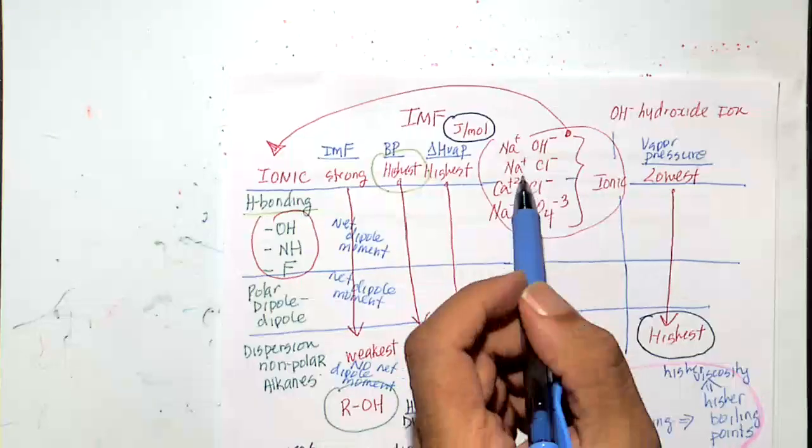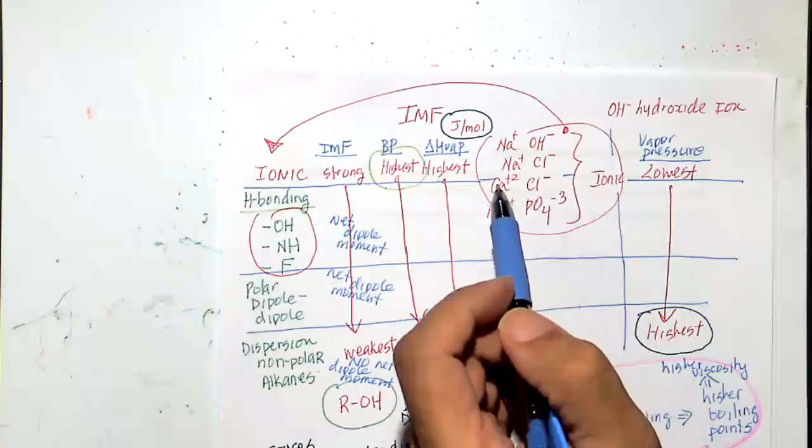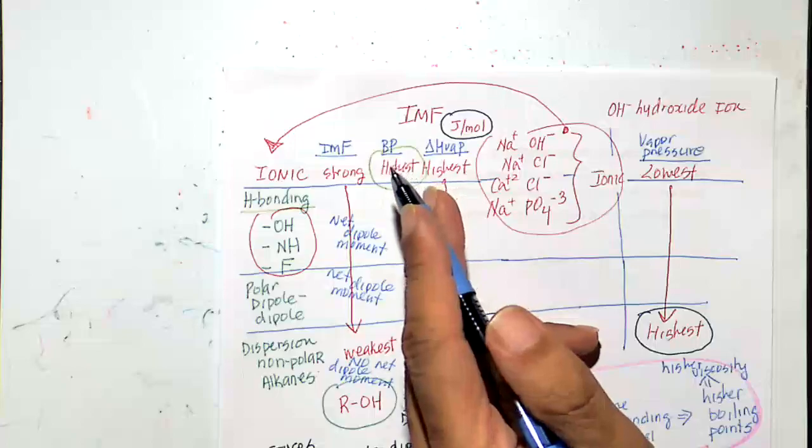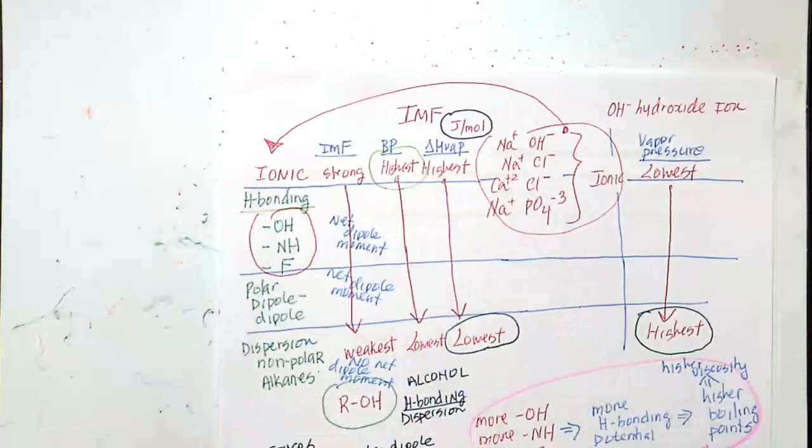Highest boiling point would be ionic compounds like sodium chloride, sodium hydroxide, calcium chloride. There's so many different ionic compounds. You're looking for a metal with a nonmetal.